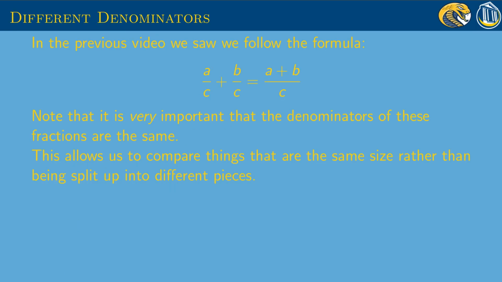In the previous video, we saw that in the formula a over c plus b over c, we add the numerators, a plus b, and we leave the denominator the same. It's very important that the denominators of these fractions are the same. This allows us to compare things that are the same size instead of being split up into different pieces. However, if the denominators are not the same, we have to do some extra work.